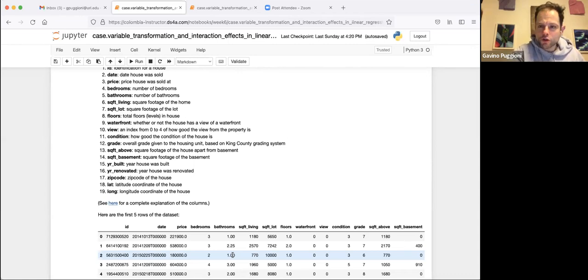So it's a bathroom for guests that are coming for dinner. They don't need to take a shower, okay? Then we have the square feet of living space.